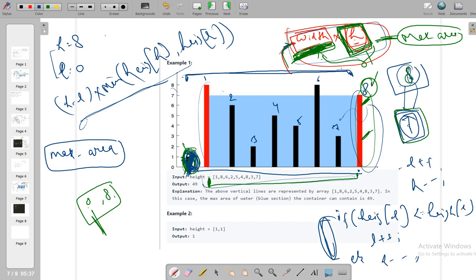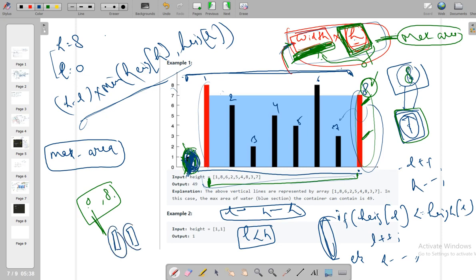And in this way, guys, if you can guess the next steps, L and H will move towards each other. Until what point will they move? L should be less than H only. Why? Because to get an area, you need at least two heights. Now, if L equals H, which means both are at the same index, there is only one height remaining. Because L and H give you a search space.